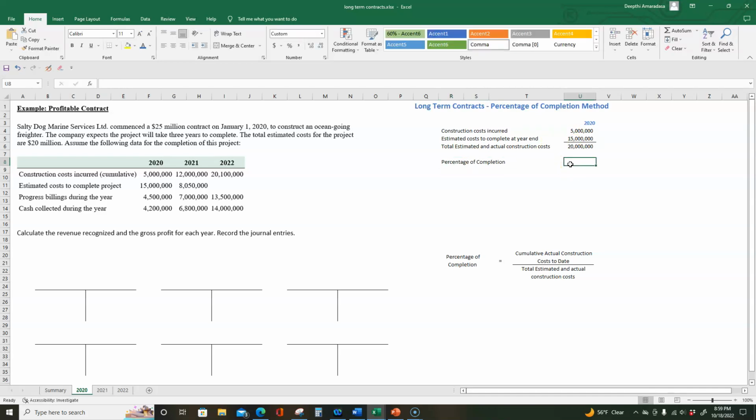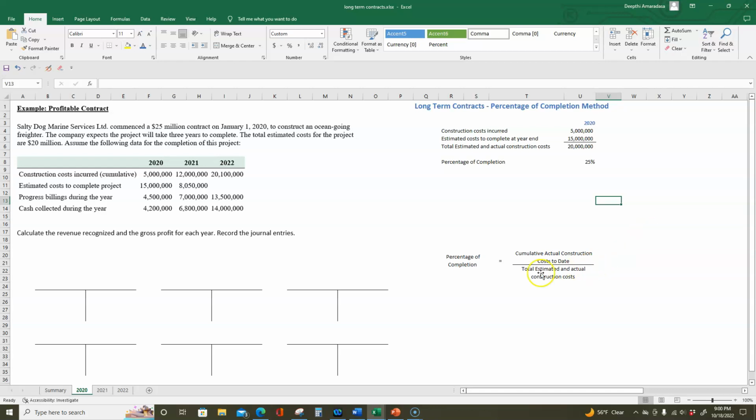In your numerator, you're going to have 5 million. And then the denominator is total estimated and actual construction costs. Total estimated and actual construction costs we calculated to be equal to 20 million. So we divide that by 20 million, and we convert that to a percentage by multiplying by 100, and you get 25% as the percentage of completion.